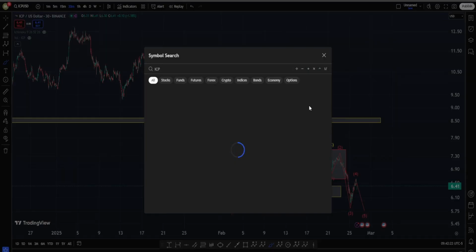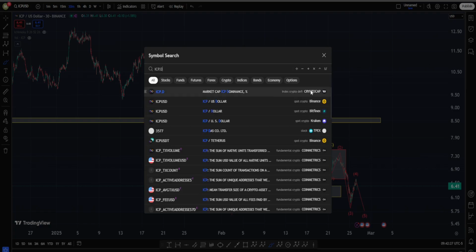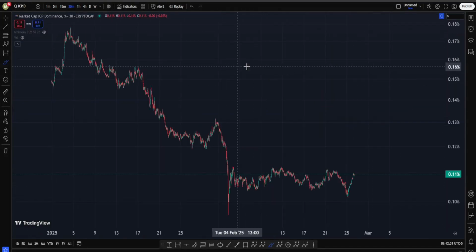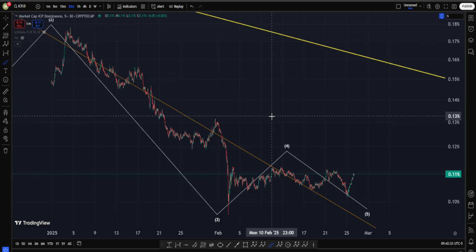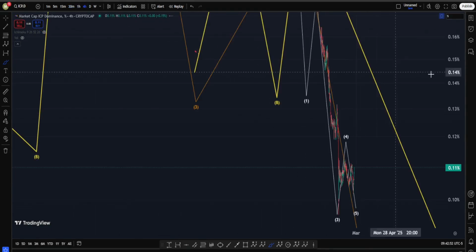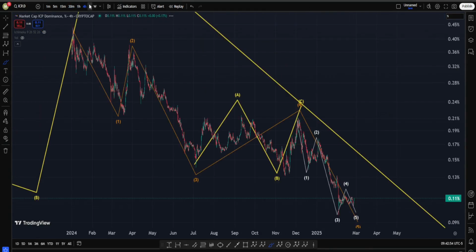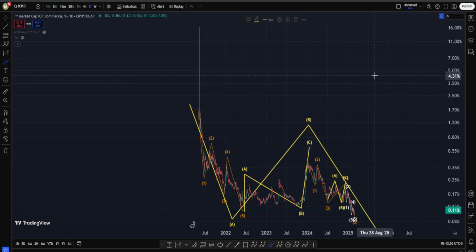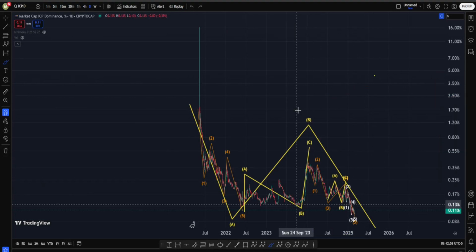And here is my final point. Let's go on the ICP dominance chart and see what is going on there. And we talked about this chart before. This shows the relationship between ICP and the whole market. And what are we having in here? If I just go on the H4 time frame, maybe actually on the daily time frame. Okay, as you can see, we talked about this subject before.